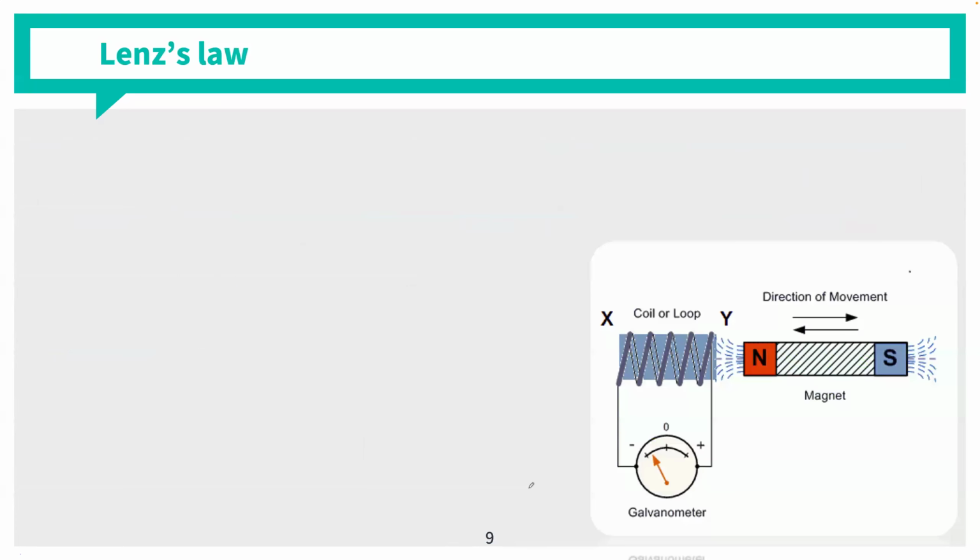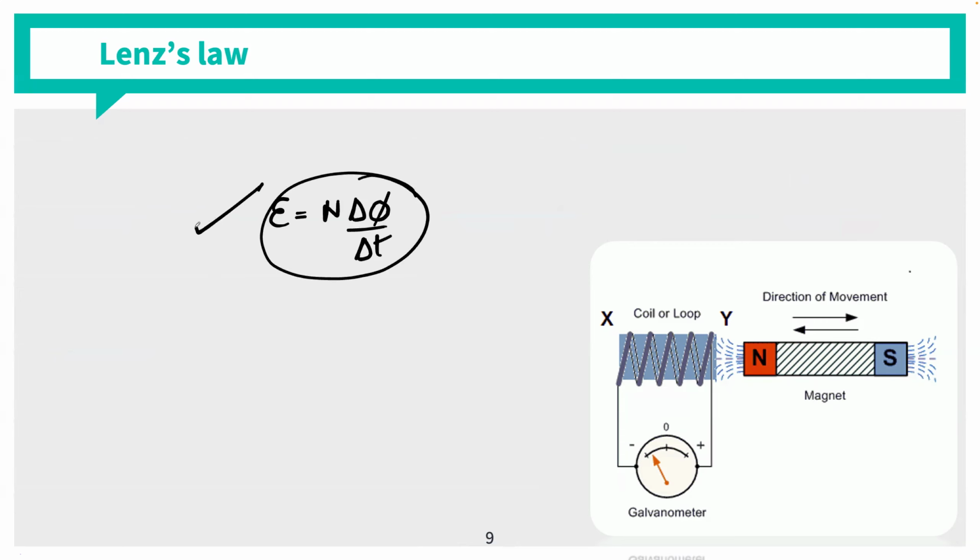Now, Lenz law. So what Lenz law states is that whatever EMF induced, Faraday has said that it is proportional to the rate of change in flux. It is right, but that EMF induced in the coil always opposes the change in flux.